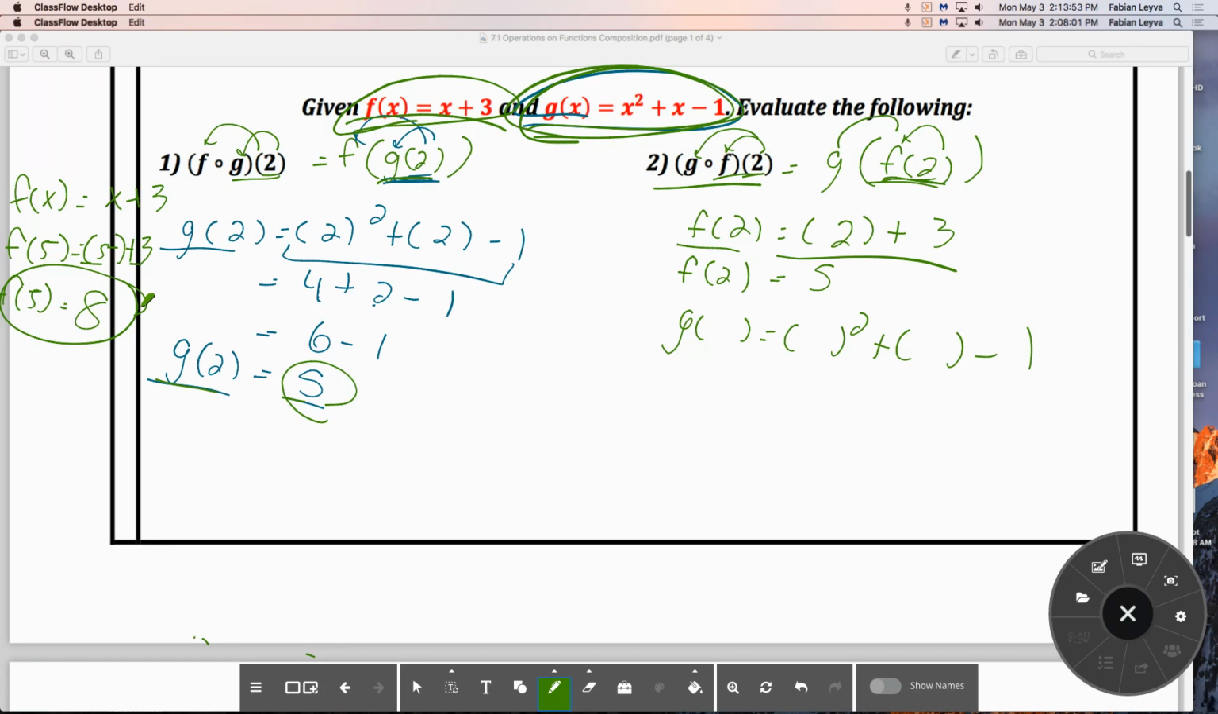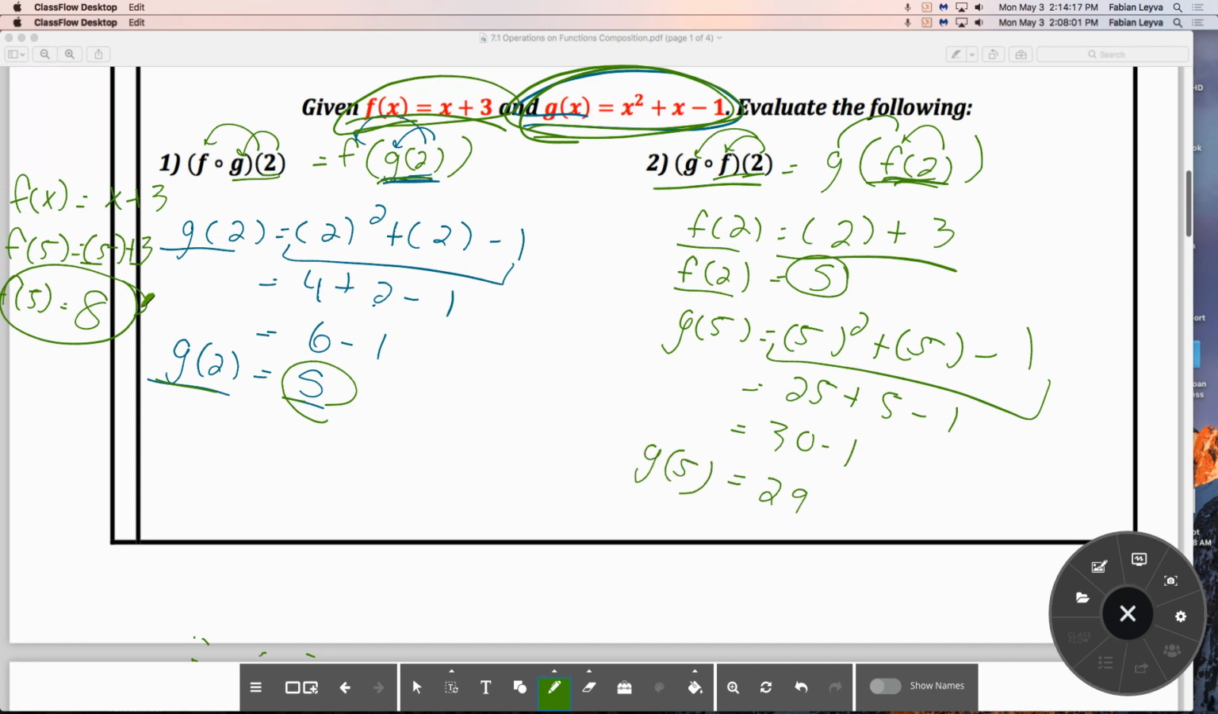Now, remember, you're taking the answer of f of 2, which is 5, and you're plugging it into the g function, and now you just got to figure out the math. Start with the exponent: 5 squared is a positive 25. I'm going to drop these parentheses because there's nothing to distribute. And now I could just do the addition. 25 plus 5 is 30. 30 minus 1 is 29. So you have finally ended up with your final solution, which is a positive 29.